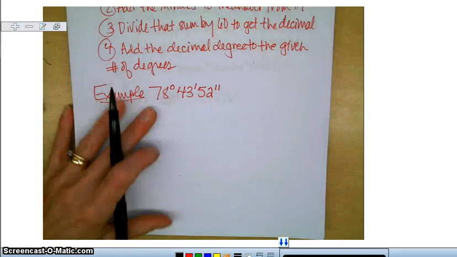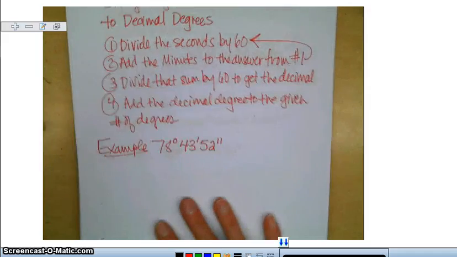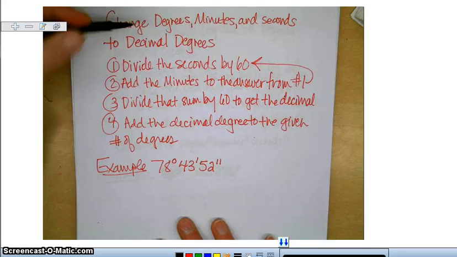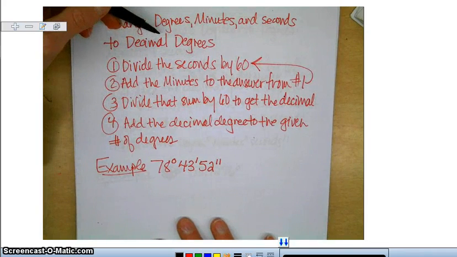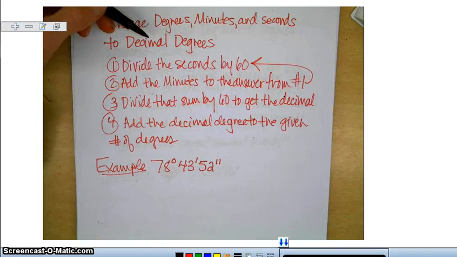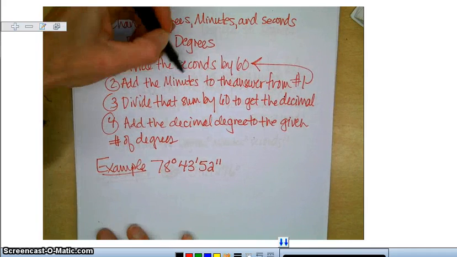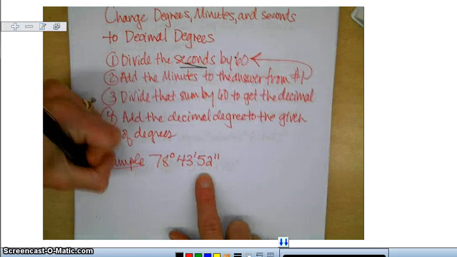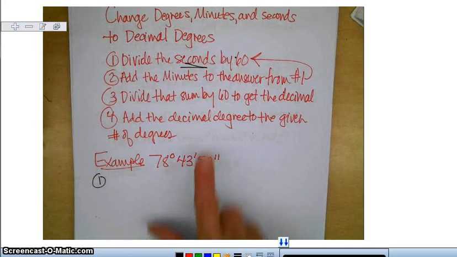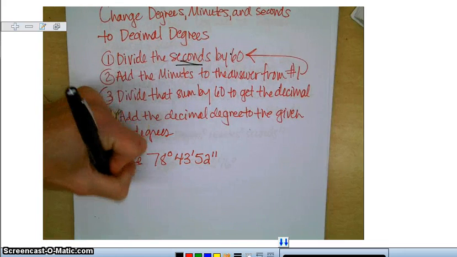So the way we do it, here's directions. These directions are also in Unit 20. To change degrees, minutes, and seconds to decimal degrees, the first thing we're going to do is divide the seconds by 60. So I'm going to work this problem out at the same time. Step 1, I'm going to take the seconds part, which is 52, and divide it by 60.